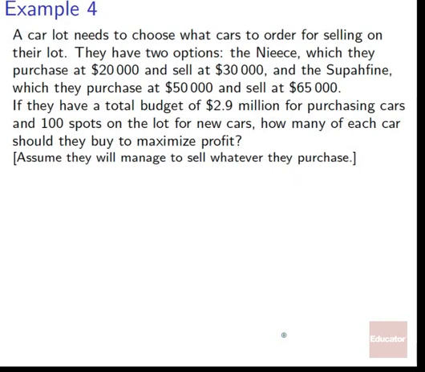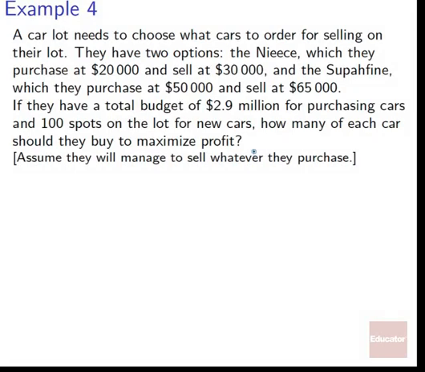So the idea here is they purchase a car and then they mark it up and they sell it. And so the difference between those two is how much money they make. But they've got limits on how much money they start with for purchasing cars and how many spots they have to actually put the cars on the lot. So they have to figure out what is the best combination of cars to purchase to be able to maximize how much money they make out of it. So with all this in mind, let's start setting some things up.